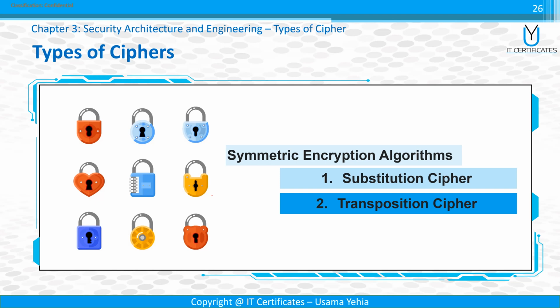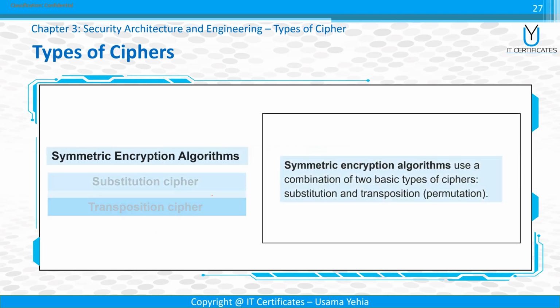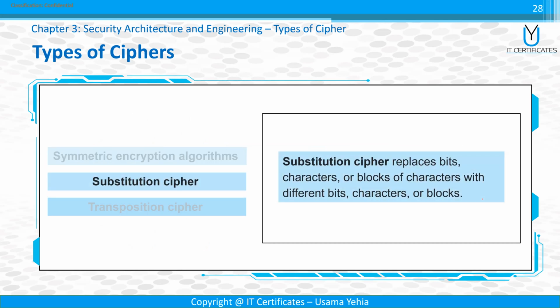And of course, what is the cipher? Cipher is the encrypted message. What is the symmetric algorithm? Symmetric encryption algorithm uses a combination of two basic types of ciphers: substitution and transposition. Okay, now we agreed. We know that we have something called substitution and another one called transposition.